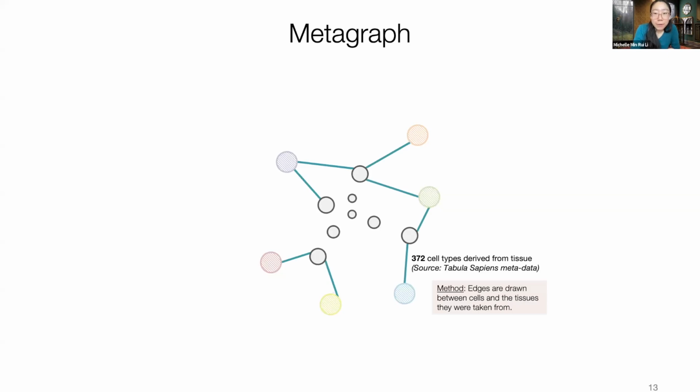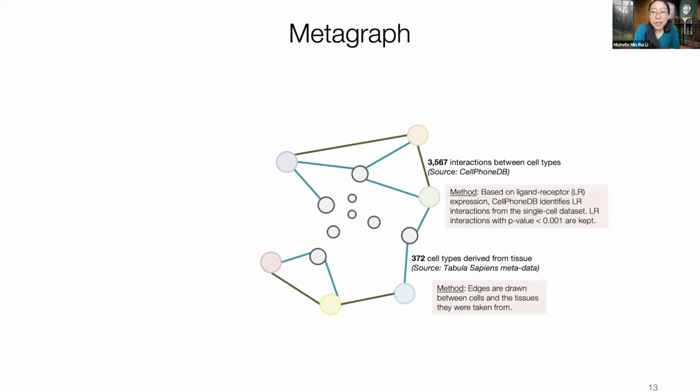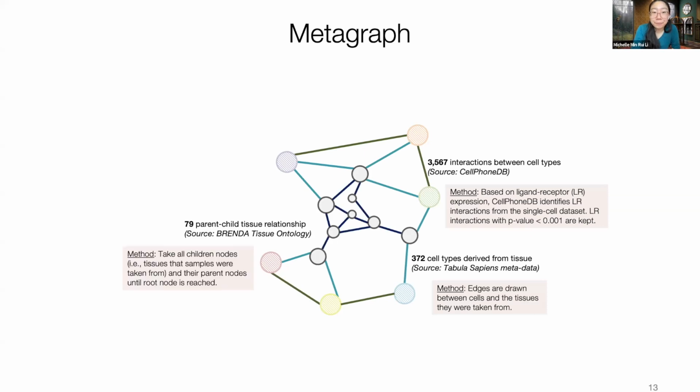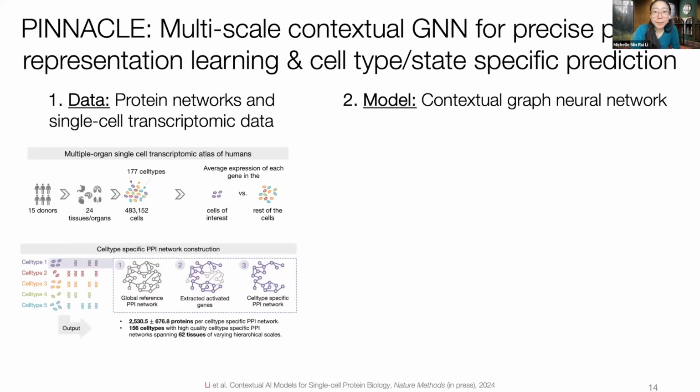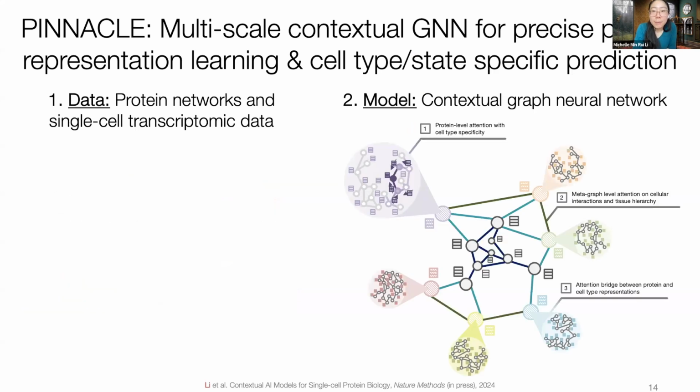And cell types come from a specific tissue according to Tabula sapiens metadata. So those tissue nodes are connected to the 156 cell type nodes. Cell type to cell type edges means that those cell types interact. And tissue to tissue relationships are indicating parent-child tissue relationships in the tissue hierarchy. Okay, so now that we have a better understanding of our data, let's talk about PINNACLE.